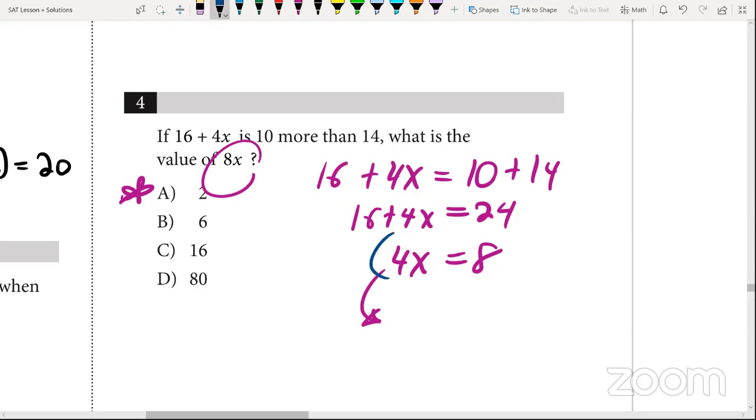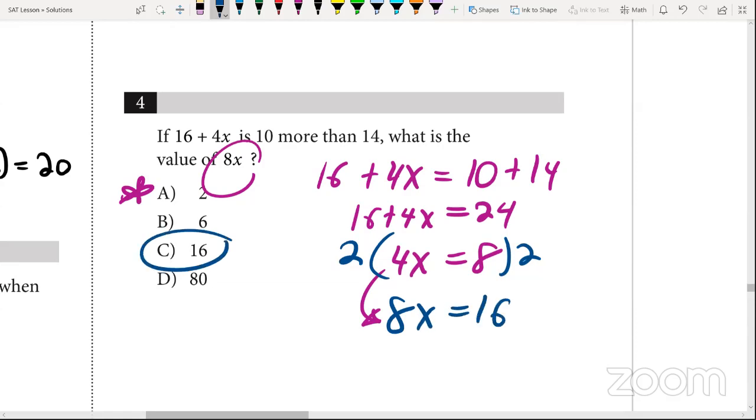So let's go ahead and just multiply both sides by 2. That'll give us 8x on the left, which is what we want, and 16 on the right. So the answer to number 4 is C. Going over to number 5.